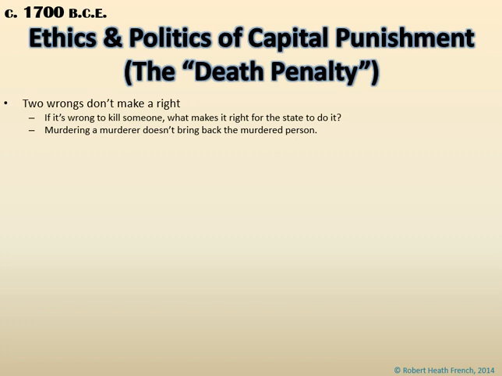Now, to issues of the death penalty. The first counter-argument I've provided is the idea that two wrongs don't make a right. A simplistic and common wisdom, but perhaps a wisdom nonetheless, that if it's wrong to kill someone, what makes it right for a government to do it? And secondly, that murdering a murderer does not bring back the murdered person.